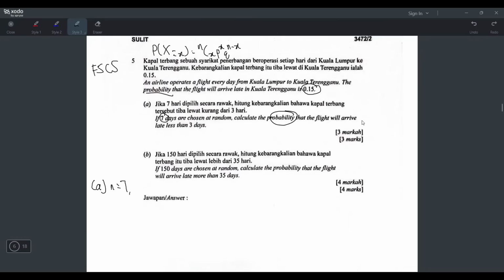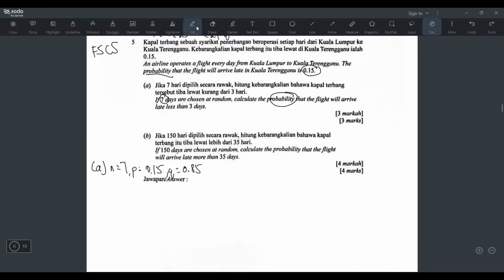And then calculate the probability that the flight will arrive late less than 3 days. For the less than 3, don't look at it yet. Let's focus on the probability of success, p, first. They want to find the probability that the flight will arrive late. So the probability of success is the probability of late. And they gave you the probability of late is 0.15. Then the other probability will be 1 minus 0.15, which is 0.85. And the 0.85 will be the probability of on time. So 0.85 is the probability of on time, and 0.15 is the late probability.